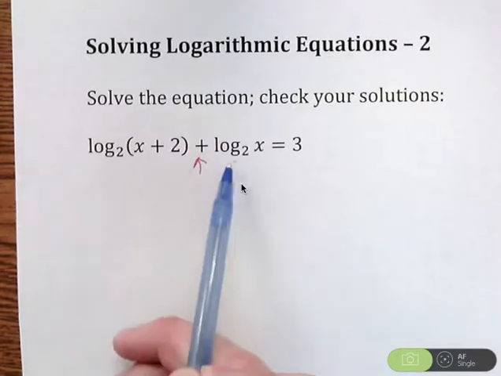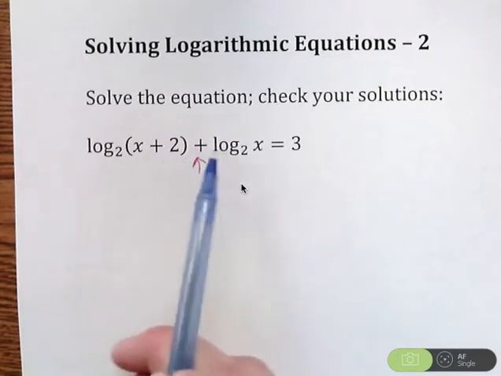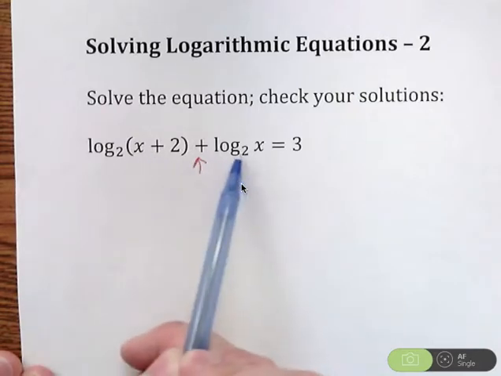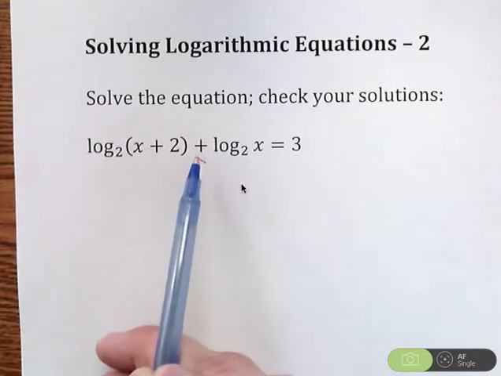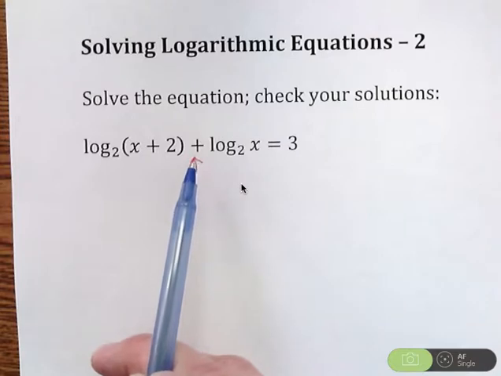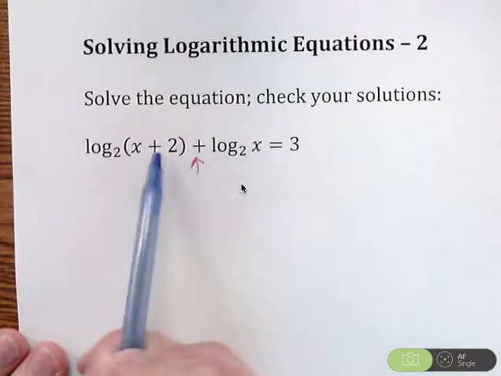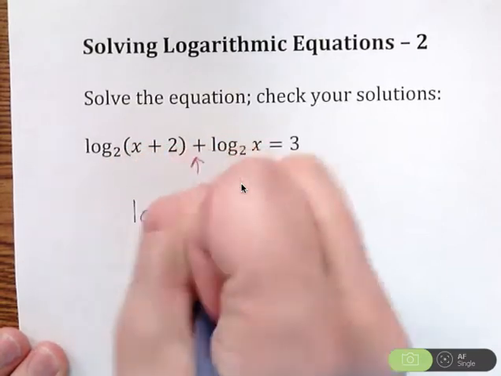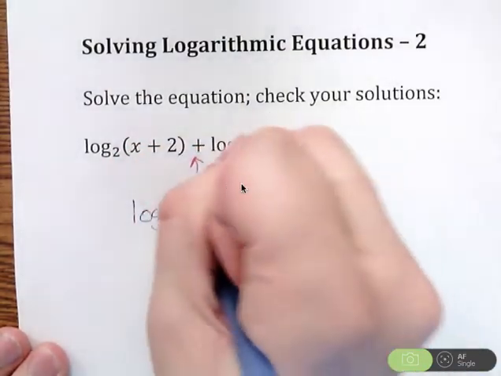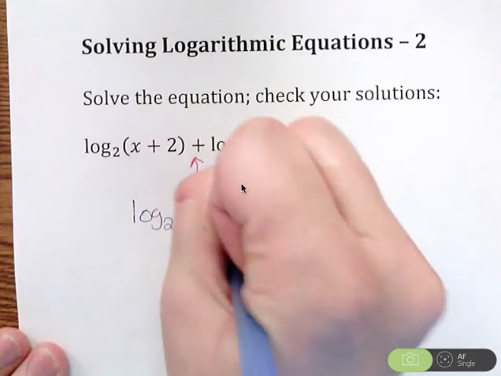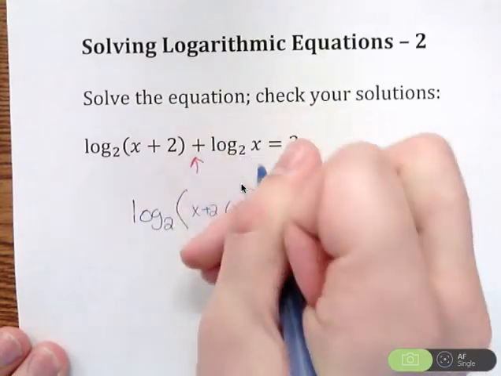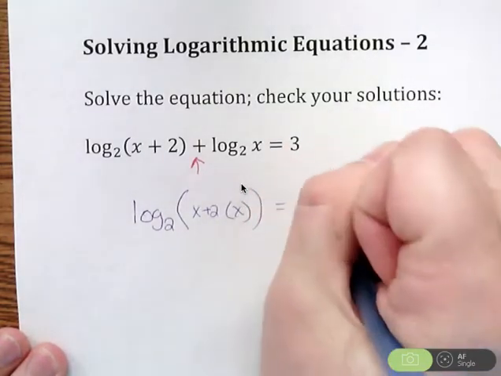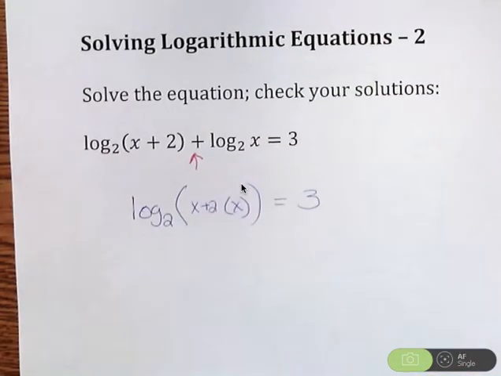So currently we have two logs, and remember, when you have two logs of the same base added together, we can condense these by multiplying them together. So think of our properties of logs where we can condense. So we're going to go from two logs condensed down to one. So I'm going to have a log base 2, but this time I'm going to have x plus 2 times the x from the other piece. So I went from 2 logs down to 1, and this is still equal to 3.